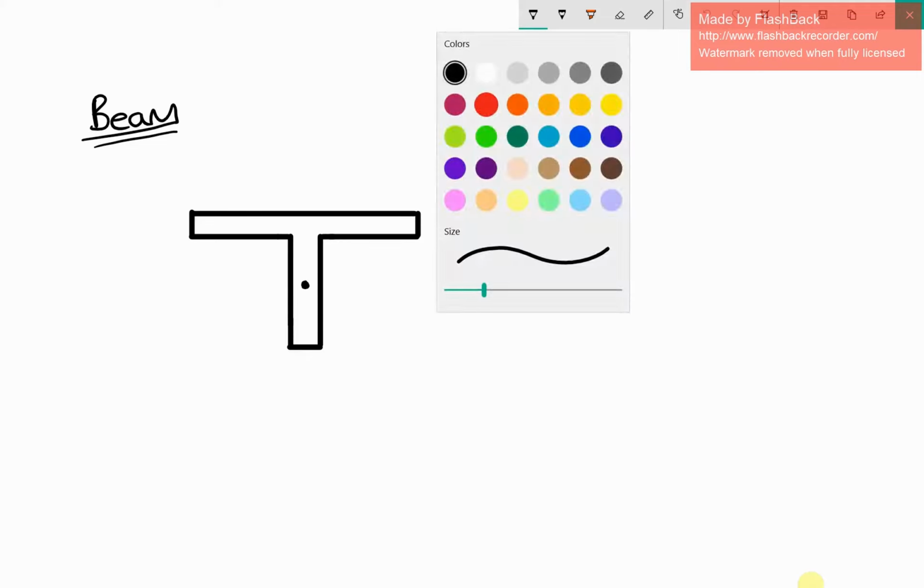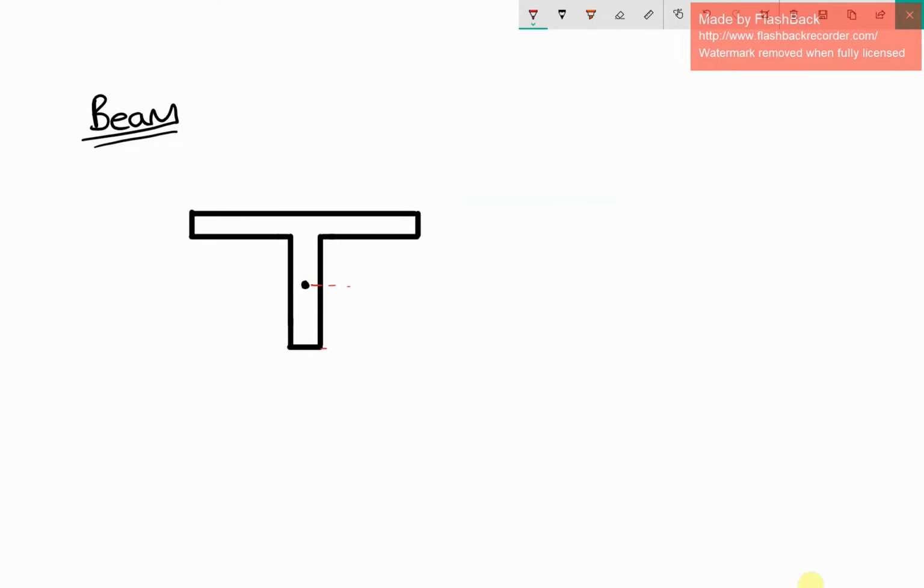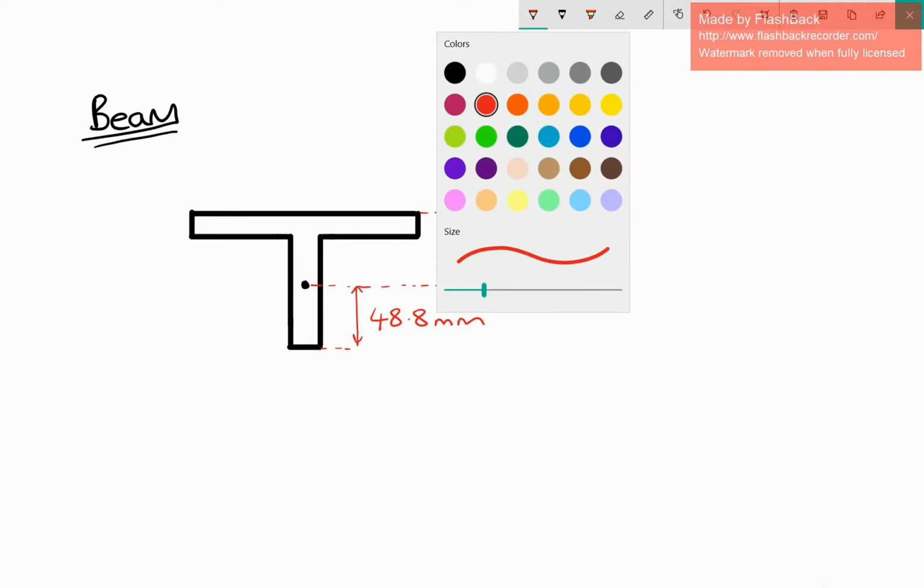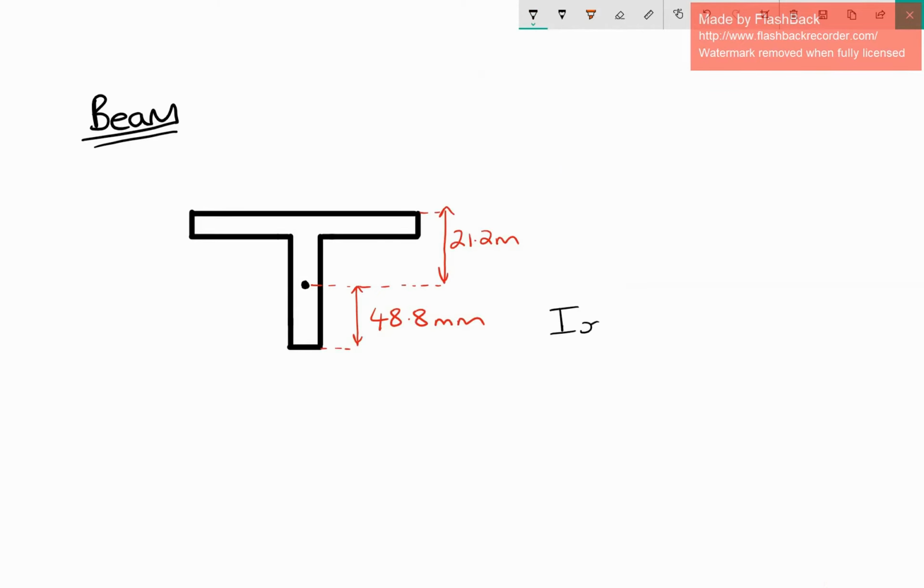So the beam that we're looking at is a T-shaped beam, and the distance from the centroid to the bottom of the shape is given, and is 48.8 millimeters. The distance from the centroid to the top of the shape is also given, and is 21.2 millimeters. We were also given the second moment area, which is IXX, and is equal to 582 times 10 to the minus 9 meters to the power of 4.